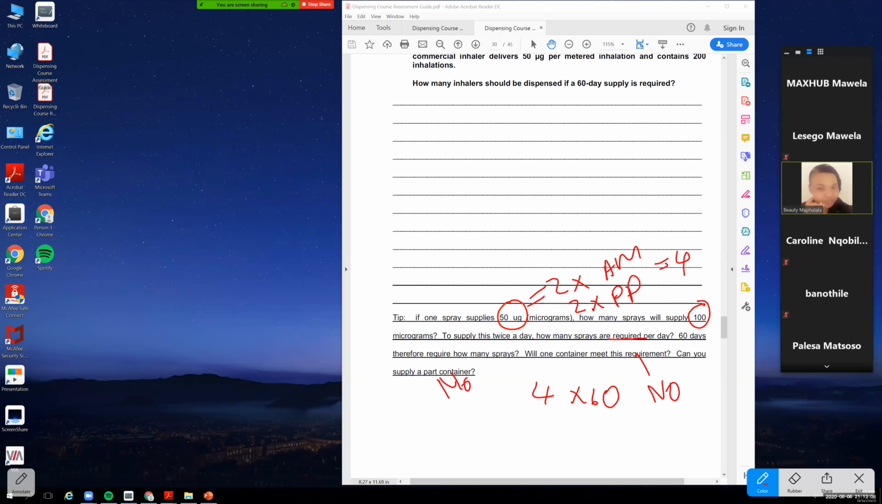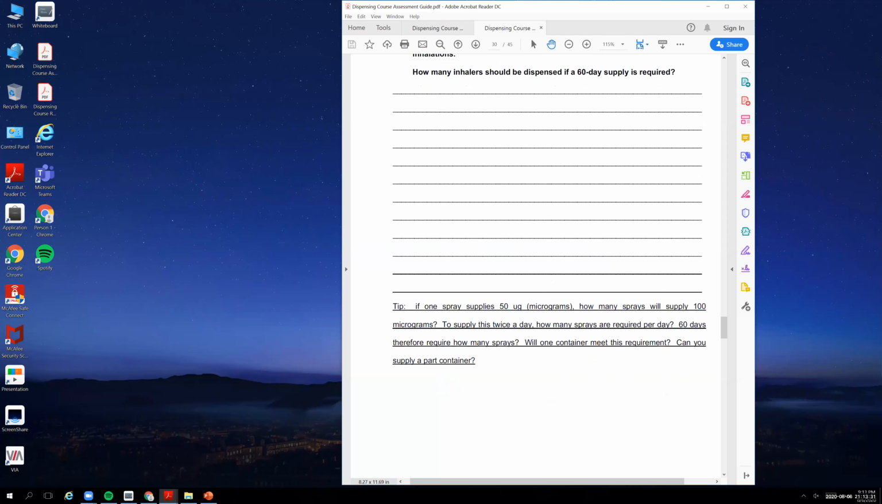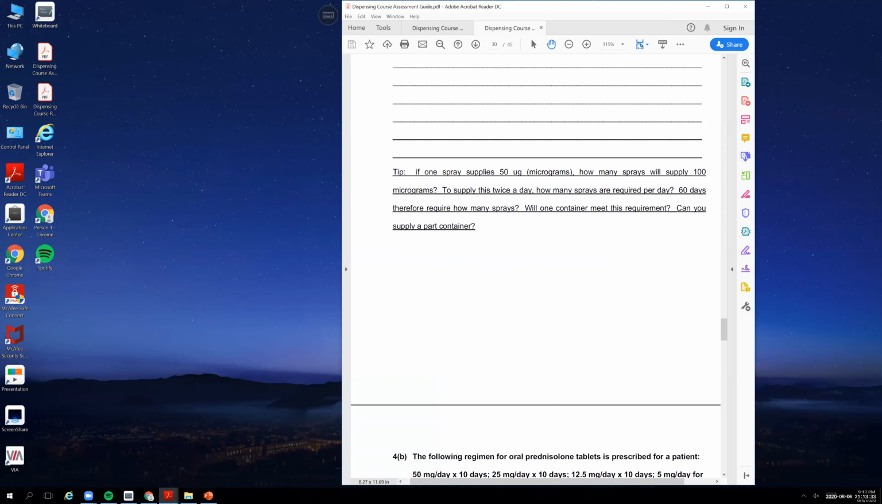You can't give 1.5 sprays. It's 2 metered dose inhalations, right? You can't give 1.5 asthma spray. So it's 2 sprays. You give 1 spray, the patient will run out of stock. You give 2 sprays, the patient will be okay. So that is quite important. So I hope I don't lose you.